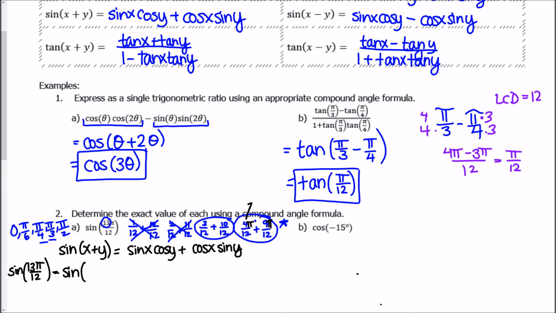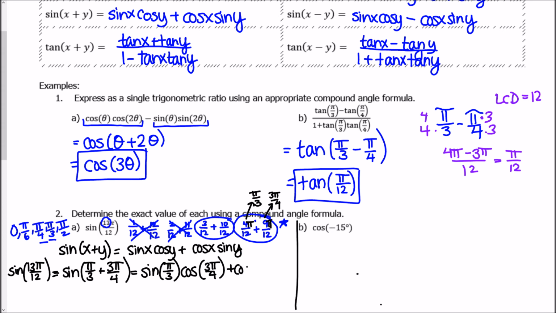But I know that 4 pi over 12 reduces to pi over 3, and I know that 9 pi over 12 reduces to 3 pi over 4. So this is going to be equal to sine of pi over 3 plus 3 pi over 4. So that means that I'm going to end up getting sine of pi over 3, cosine of 3 pi over 4, plus cosine of pi over 3 times the sine of 3 pi over 4.